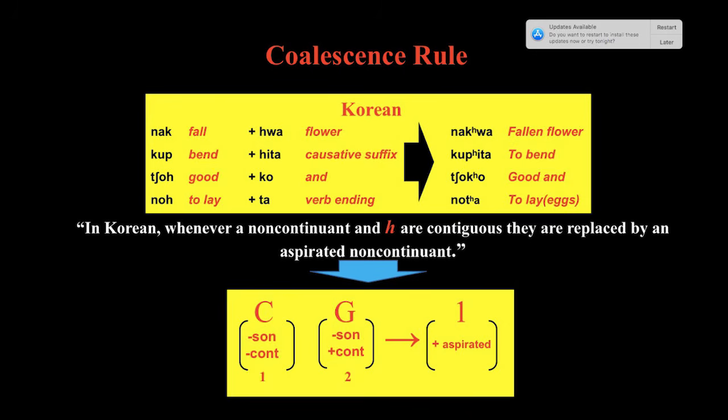become number one, which is the non-continuant consonant plus aspirated. So these two actually are coalesced and replaced by the first consonant that is the non-continuant sound with an aspiration modification there. So this is exactly how we write a phonological rule notation for coalescence.